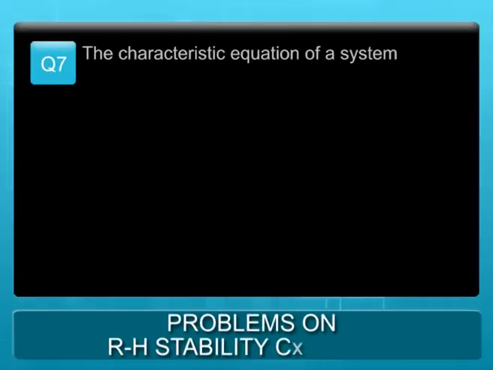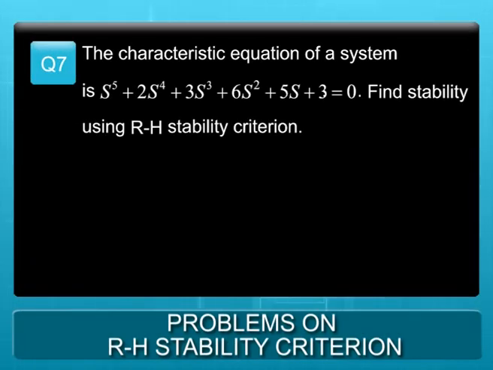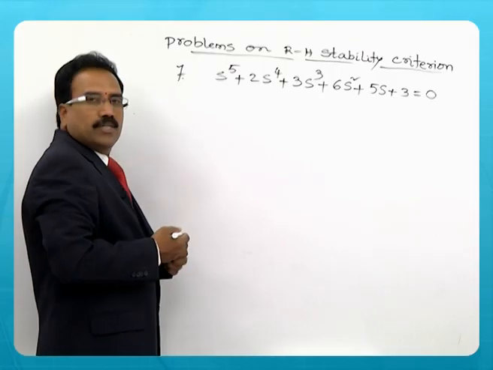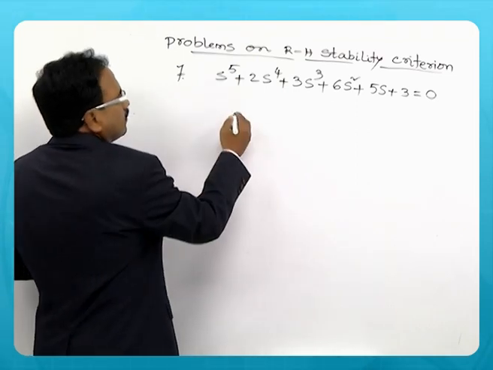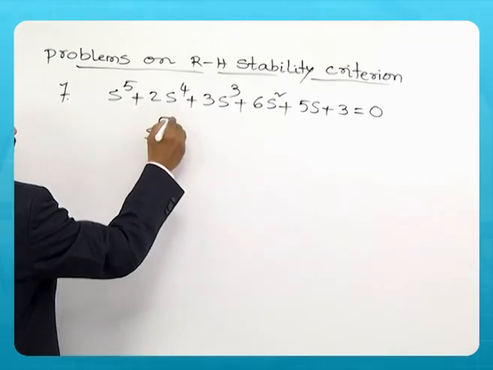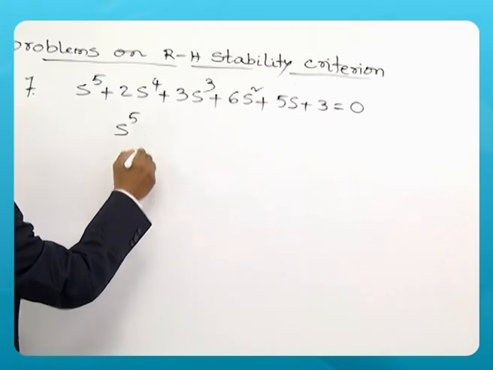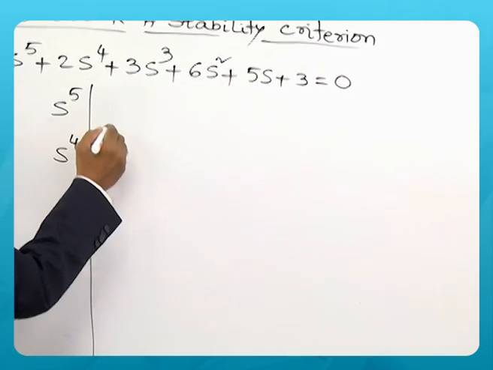Problem 7. The characteristic equation of the system is given by s power 5 plus 2s power 4 plus 3s cube plus 6s square plus 5s plus 3 equal to 0. Find out the stability of the system using R-H stability criteria. Let us look at the fifth order system given here. For this you need to form the R-H table.